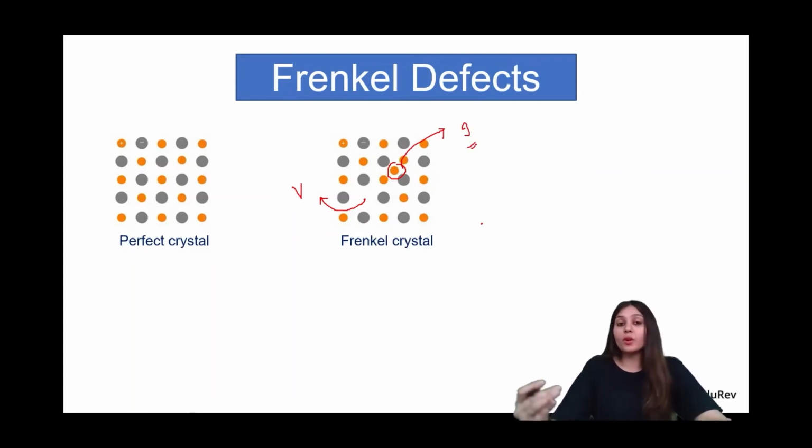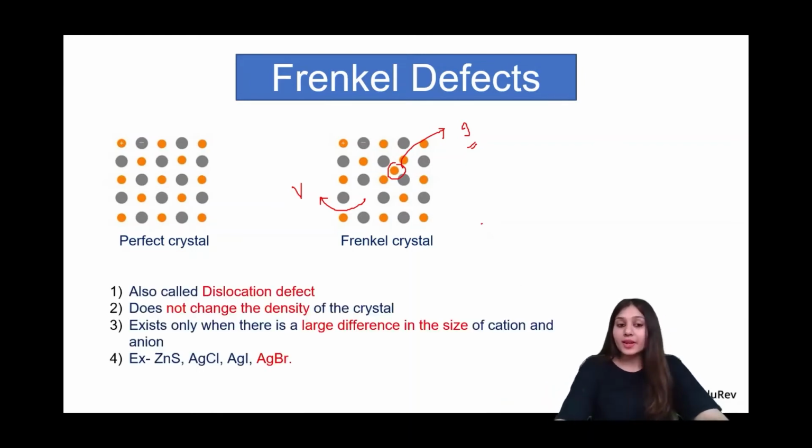So we have already discussed two types of defects, vacancy and interstitial defects. Frenkel defect is actually a combination of both. We have a vacancy at the point where the cation should have been present, and an interstitial defect at the point where it is now present. It is also called a dislocation defect, because it's nothing but a dislocation of the cation from one point to another.